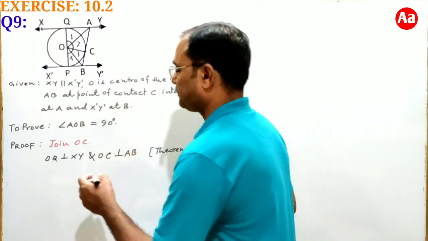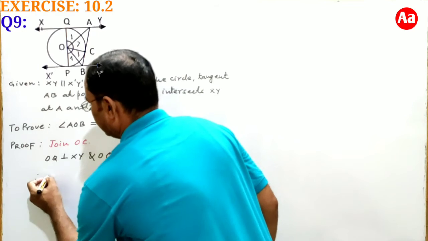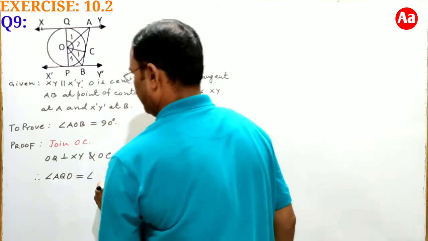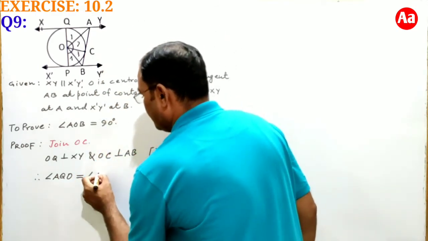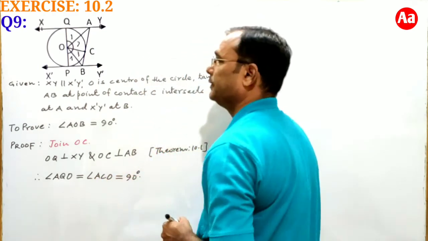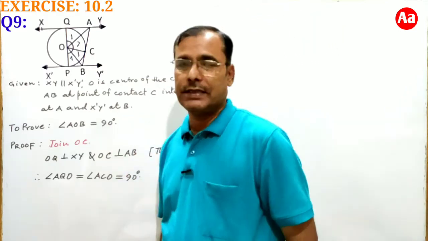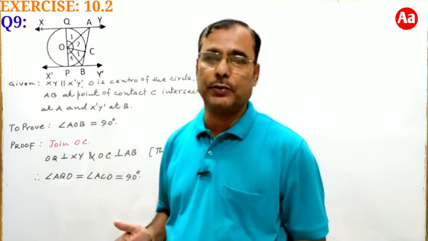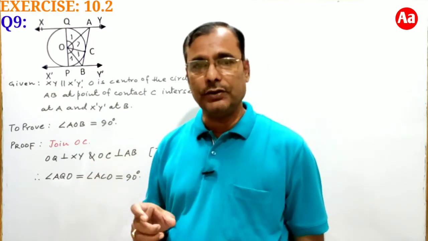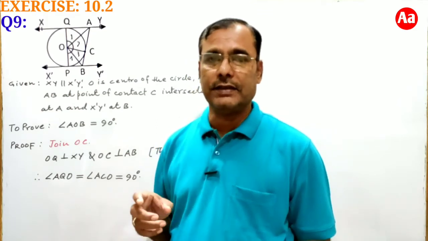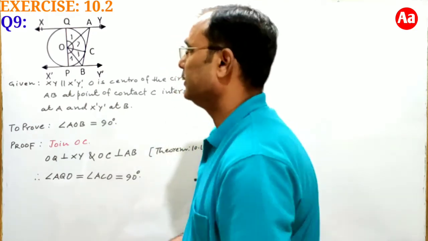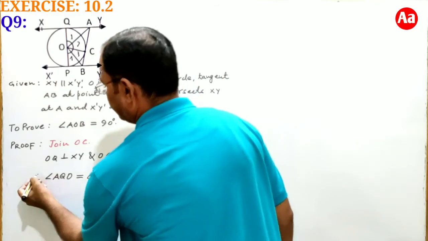So angle AQO is equal to angle ACO, 90 degree each. Now AQ and AC are two tangents drawn from external point A to the circle with center O. Therefore AQ will be equal to AC, as lengths of tangents drawn from an external point to a circle are equal. That is theorem 10.2 in this chapter.